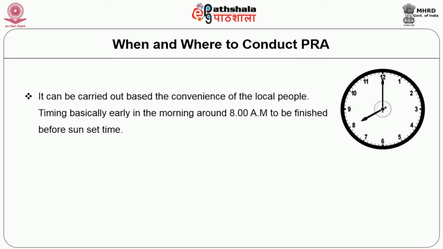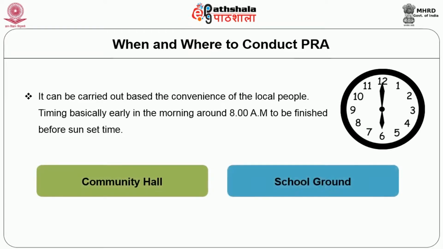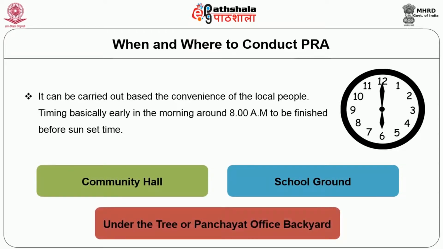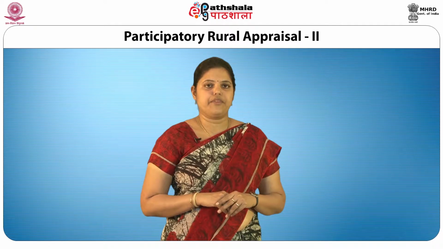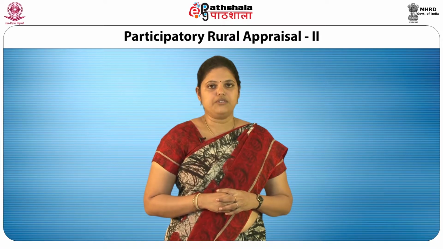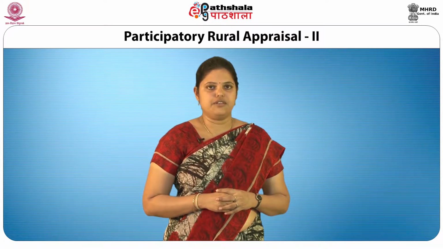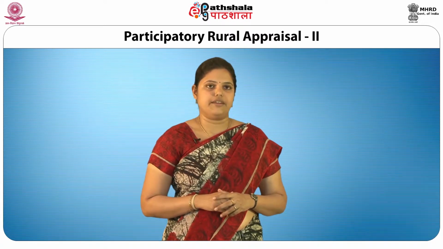It can be carried out based on the convenience of the local people. Timing is basically early in the morning around 8 o'clock, finished before sunset. Common places include the community hall, school ground, under a tree, panchayat office, backyard, etc. Methodology used in PRA. The methodology includes three aspects: secondary data review and direct observation, and diagrams or visual sharing.